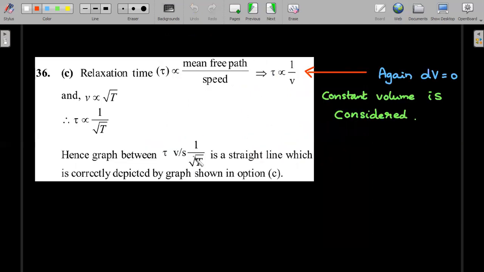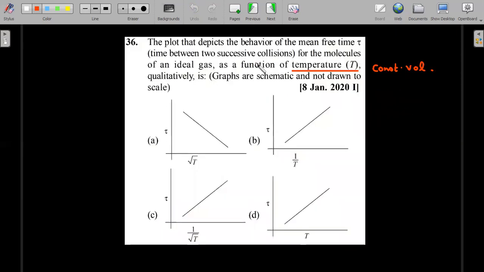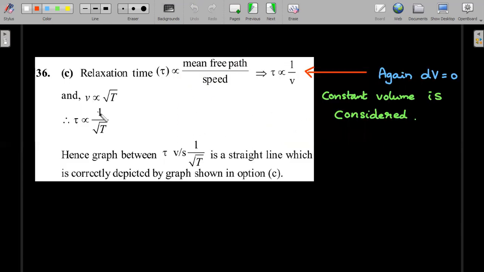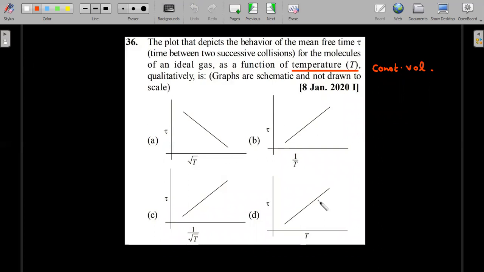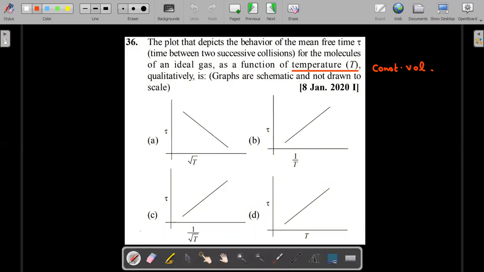I think we got that 1 by root T. Again, we have used dV is equal to 0, constant volume is being considered. So 1 by root T is the consideration. So you'll get option C as the correct answer. You could see there is no root T option also. Tau versus root T would have been a straight line like this if it were constant pressure. So answer should be C here.